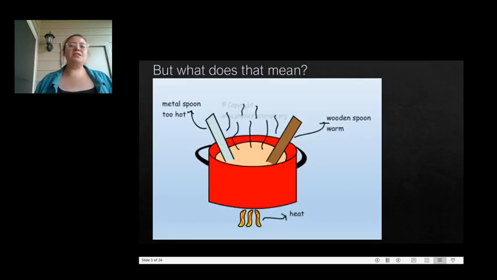So if you have a metal spoon in a pot and a wooden spoon in a pot, which one's going to get hot first? The metal one. Which means that you need less energy to heat up the metal spoon than you do the wooden spoon. So that metal spoon has a lower specific heat value than the wooden spoon.